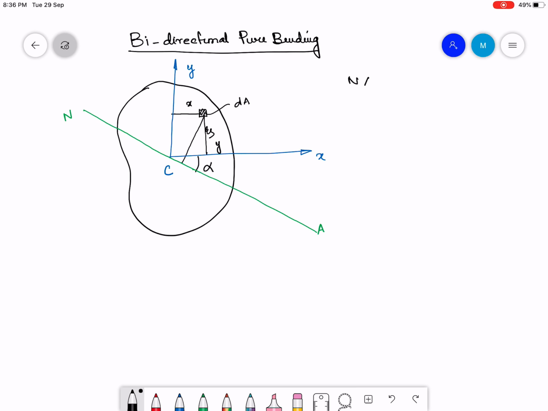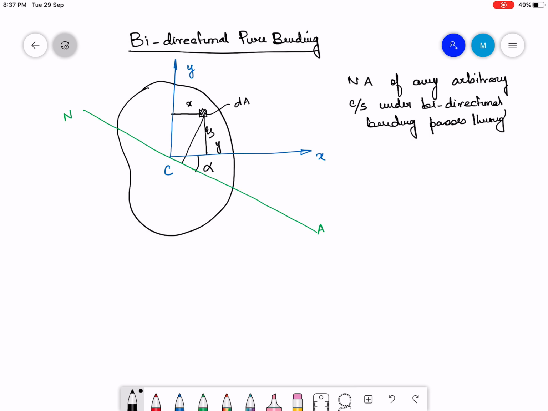So the neutral axis of any arbitrary cross section under bidirectional bending passes through the centroid. Okay, so I have drawn the neutral axis, the green color line, through the centroid.